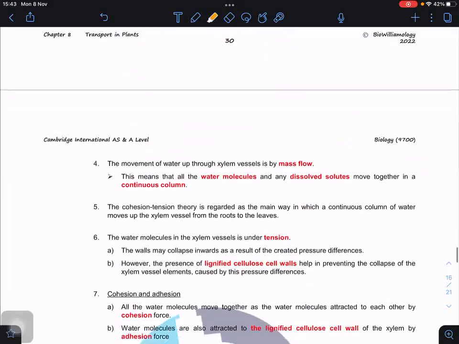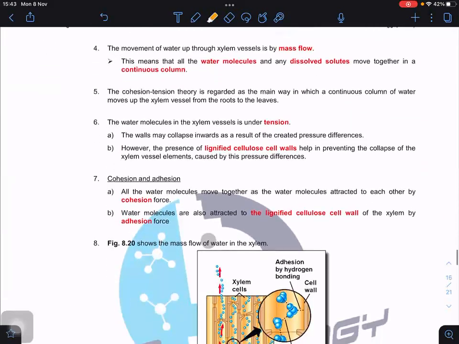The movement of this water column is by the process called mass flow. This means that the water molecules together with any dissolved solutes move together in a continuous column. Why can it be continuous? Because there is no end wall between the vessel elements. Clear or not?